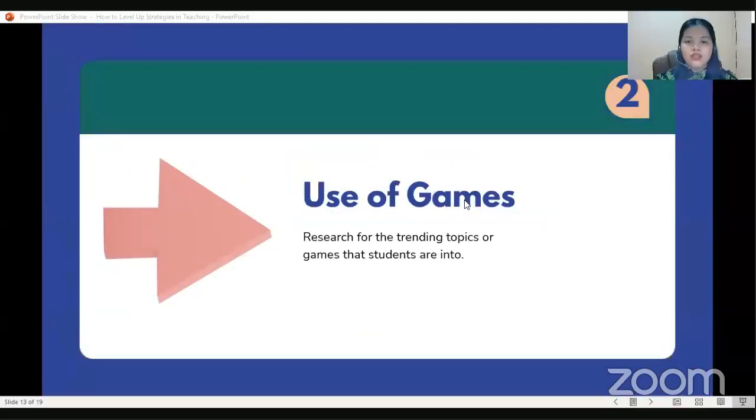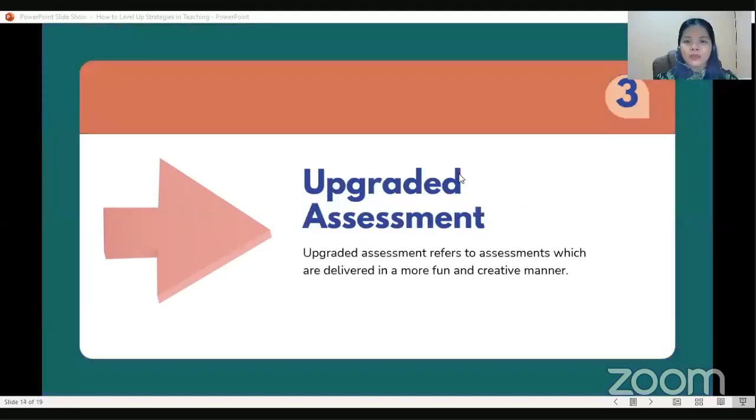All right, so next is the use of games. Aside from trying to connect to the games that they are currently playing, I think it's also important that we introduce new games to them. So that is the challenge for you po, teachers. Research about the trending topics or the games that students are into.